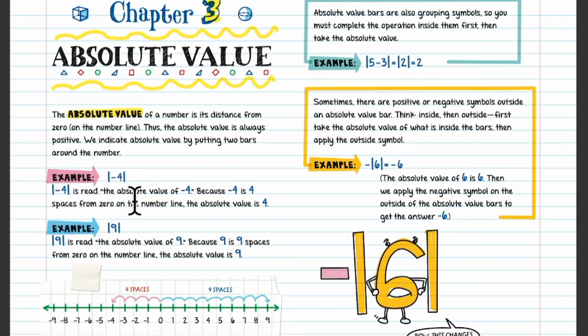That is read as the absolute value of -4, because -4 is 4 spaces from 0 on the number line. The absolute value is 4. Example: the absolute value of 9 is read as the absolute value of 9 because it is 9 spaces from 0 on the number line. The absolute value is 9.